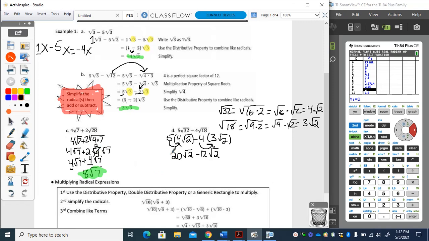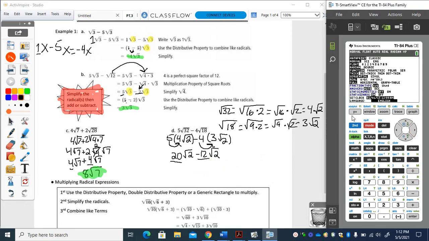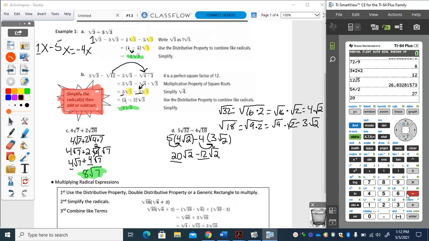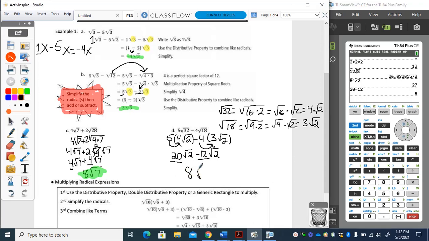Any like terms we got there? Do we have like radicals? Yes, so we can combine those. What's 20 minus 12? And that'll get us... Mine went blank. Second mode. Clear. 20 minus 12. And what do we get? 8. So 8 times the square root of 2. And there you go.